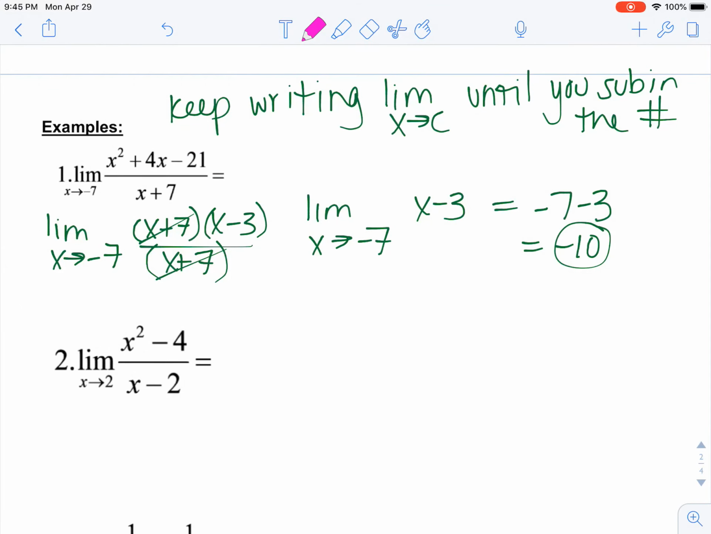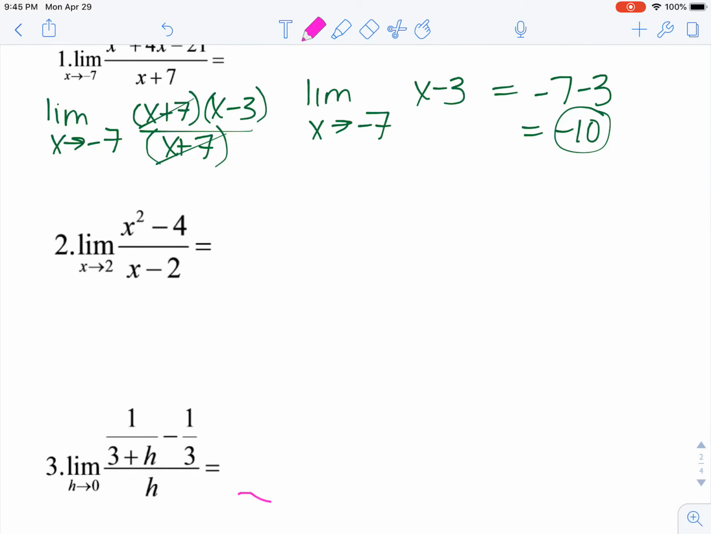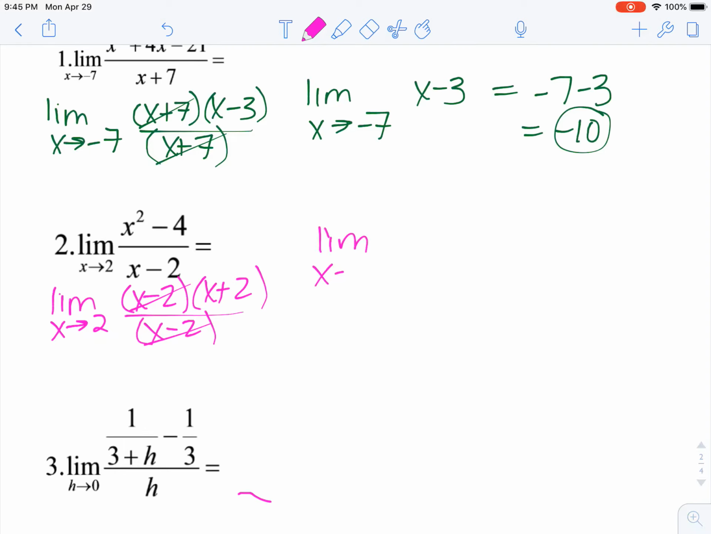Okay, number 2. Factor our numerator, limit as x approaches 2. That's going to be x minus 2 times x plus 2 over x minus 2. Cancel out those x minus 2's. That's going to be limit as x approaches 2 of x plus 2. And that's going to equal 2 plus 2, which is 4. Quick math, right?